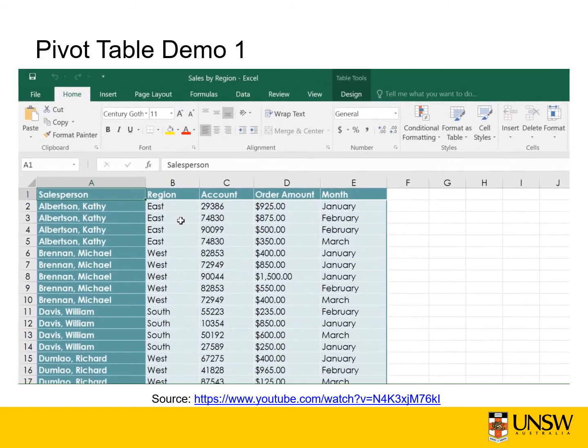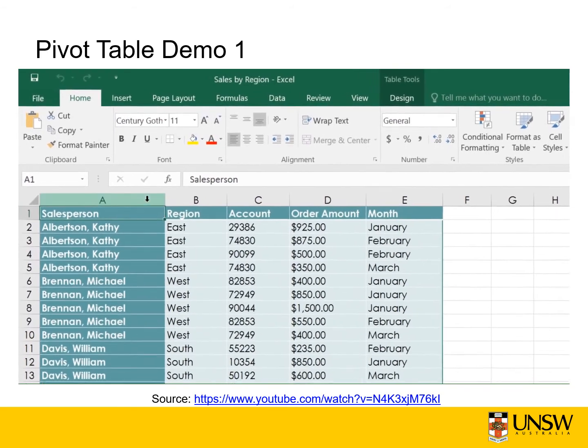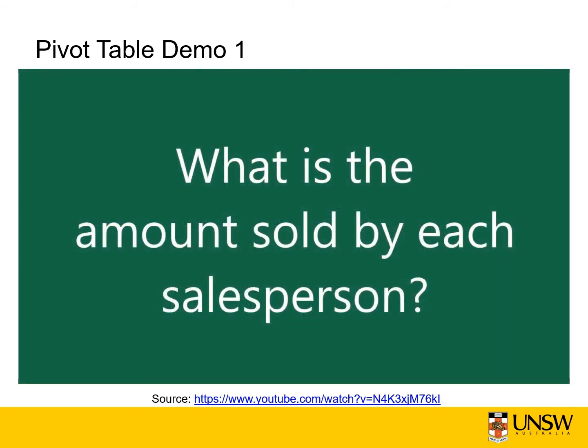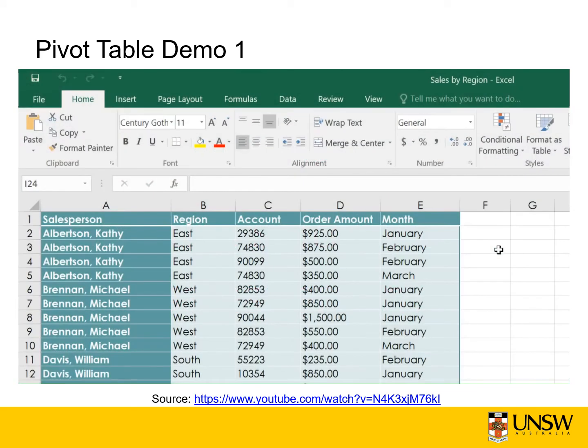In this example, I have some company sales data with columns for the salesperson, region, account, order amount, and month. And I need to find the answer to a very specific question. What is the amount sold by each salesperson? Because each salesperson has data on more than one row, I'd normally have to add these up in order to find the answer. But a pivot table can do this for us automatically, which will make the task much easier.